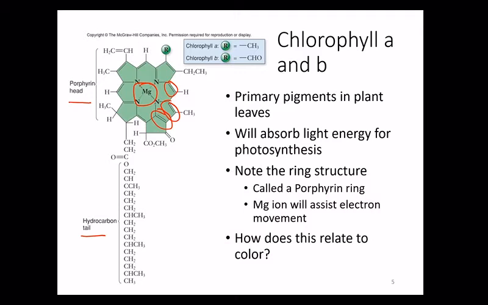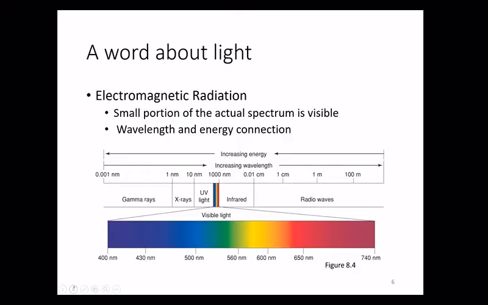as it hits. So the question that still remains is, how does this relate to color? Okay? And for the answer to that question, we need to start with a little overview about light. What is light? Well, light is electromagnetic radiation. So that means that it's going to have a certain amount of energy that's present in the light.